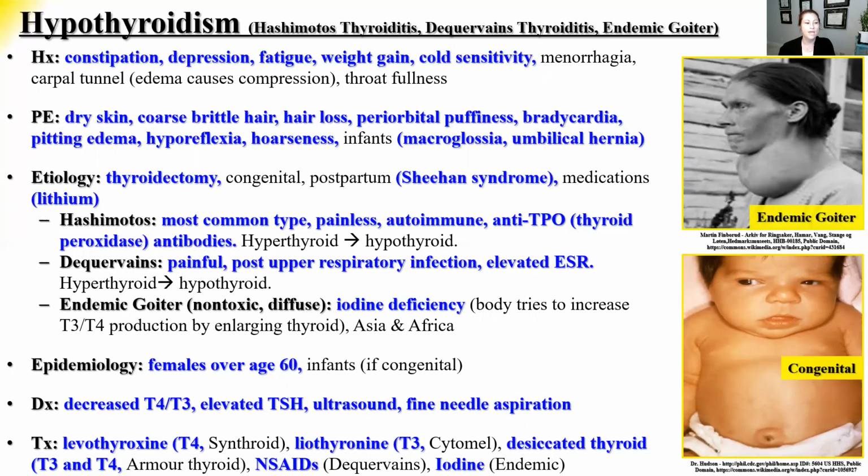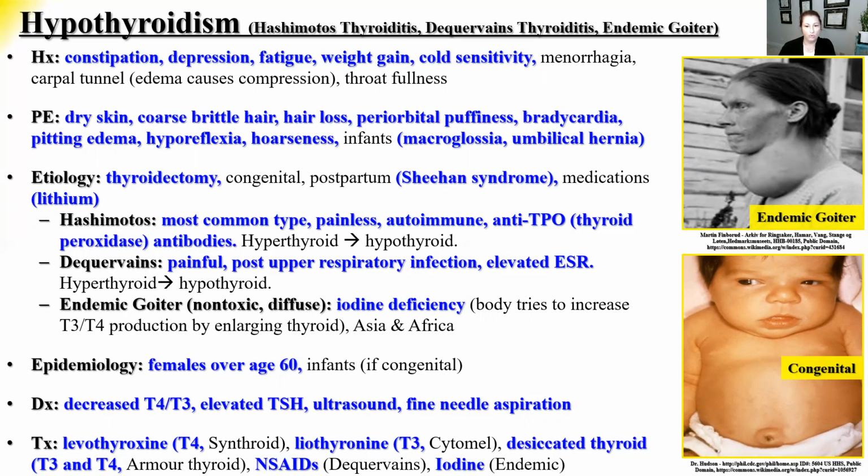In De Quervain's, the key point about this one is that it's a painful thyroiditis. They actually have a painful thyroid. This is associated with some kind of upper respiratory infection that was recently in their history, and they will have an elevated sedimentation rate, so an elevated ESR in this. This usually starts as a hyperthyroid state in that inflammatory process, and then it goes into a hypothyroid state.